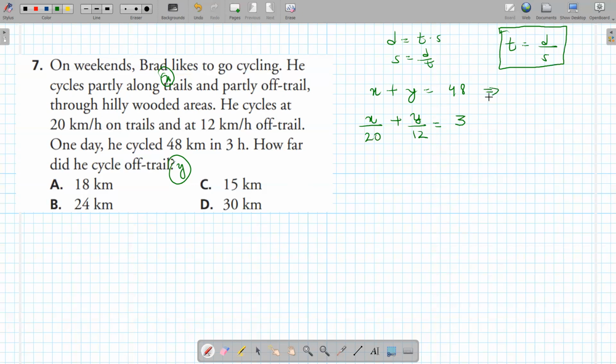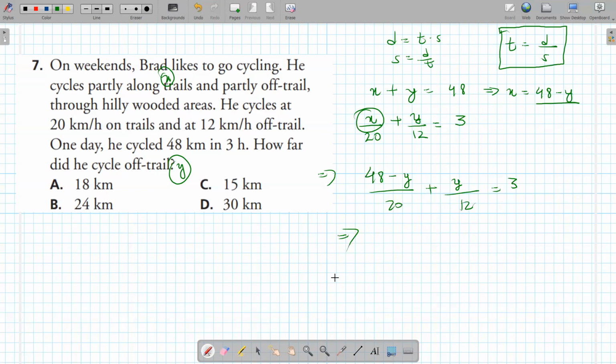Here we're going to do another substitution. What's missing? We want to solve for x so that we get y, so I'm going to sub that in as x here. So you get 48 minus y divided by 20, plus y divided by 12 equals 3. How do you solve this? It's still a linear equation. There's only one variable y, but there are fractions involved now.